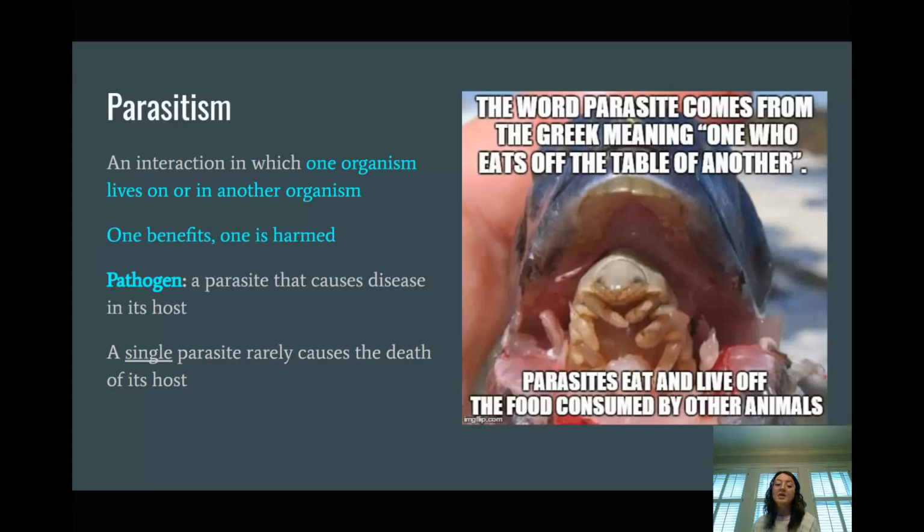So a type of parasite is going to be a pathogen. And a pathogen is a parasite that's going to cause disease within its host. So COVID would be technically considered a pathogen, even though it's a virus and people don't really consider viruses a living thing. Or E. coli. E. coli is probably a better example. That's a bacteria and it's a parasite, so it's going to cause disease within its host. So a single parasite rarely will kill an individual. Usually it'll be a group once they reproduce inside of it.